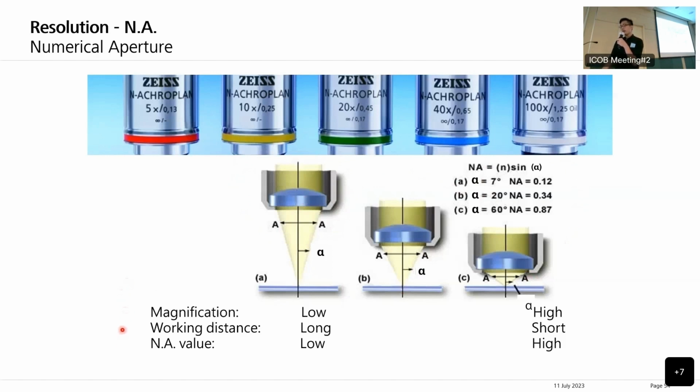They have much longer working distance, which means you can image much thicker samples, like maybe 200 micrometer brain slices. But if we want to image this kind of brain slices, we cannot use the objective lens with much higher numerical values, because they have shorter working distance, and sometimes you may crush your cover slip due to this kind of limitations.